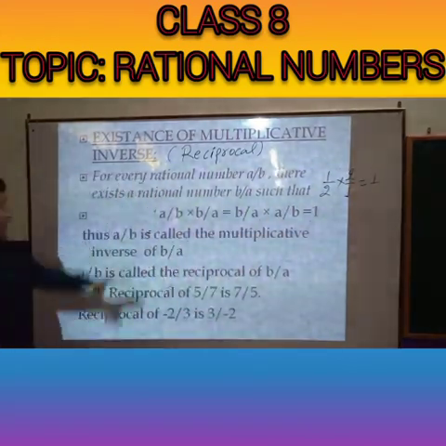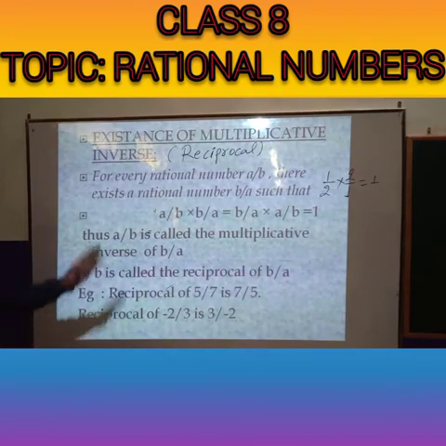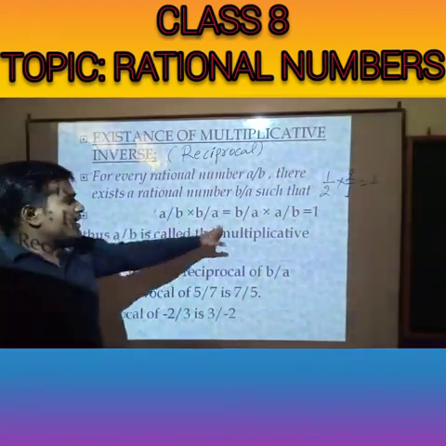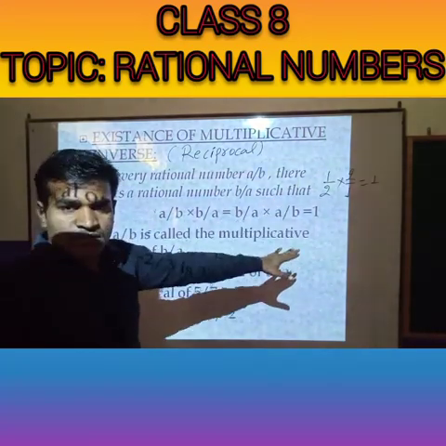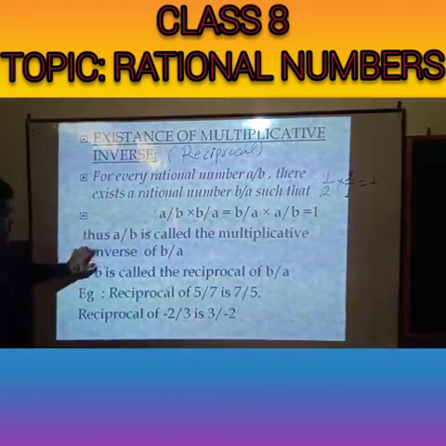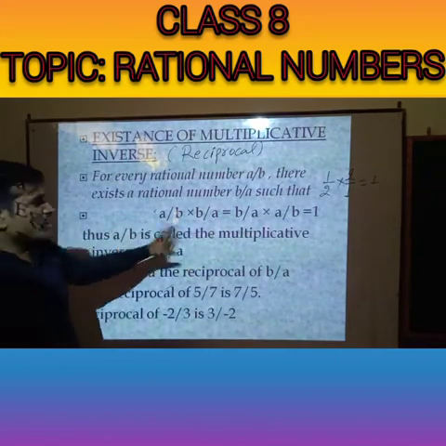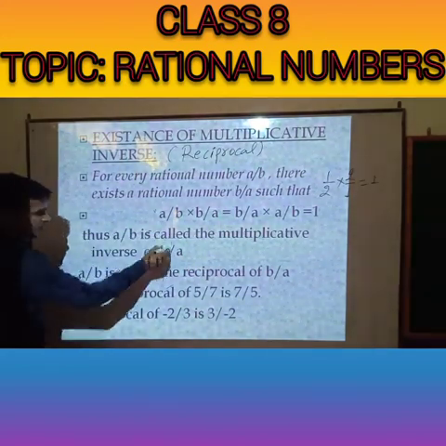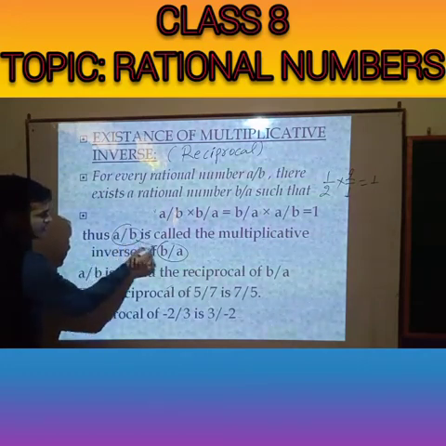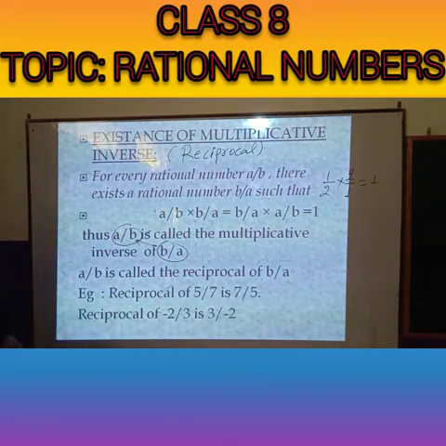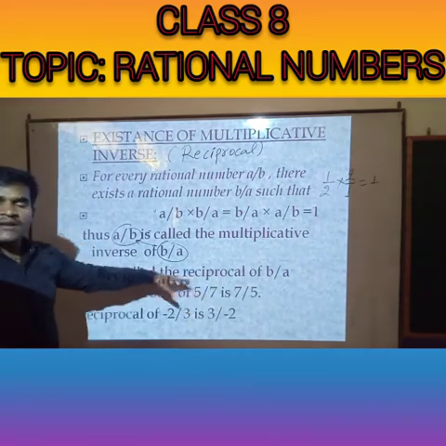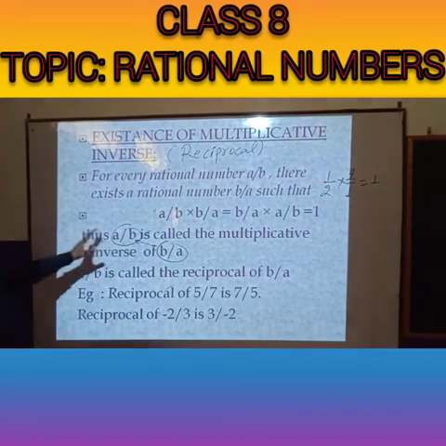So for any rational number a upon b, there exists a rational number b upon a such that a upon b into b upon a is equal to 1. Thus, a upon b is called the multiplicative inverse of b upon a, and b upon a is called the multiplicative inverse of a upon b. In other words, we can say that a upon b is called the reciprocal of b upon a, and b upon a is called the reciprocal of a upon b.